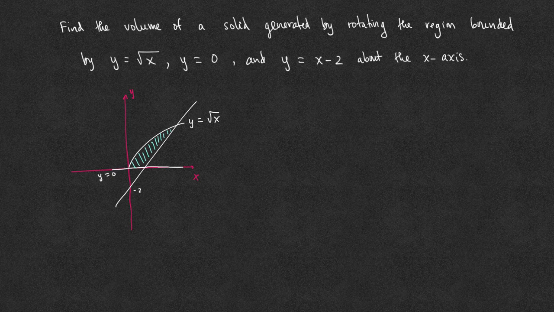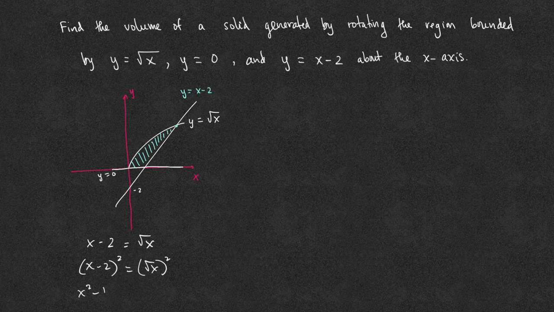The intersection of y equals the square root of x and the line y equals x minus 2 needs to be determined. To do that, we set the two equations equal to each other. x minus 2 equals the square root of x, and we solve for x. Square both sides of the equation. We have x minus 2, the quantity squared, equals the square root of x squared.